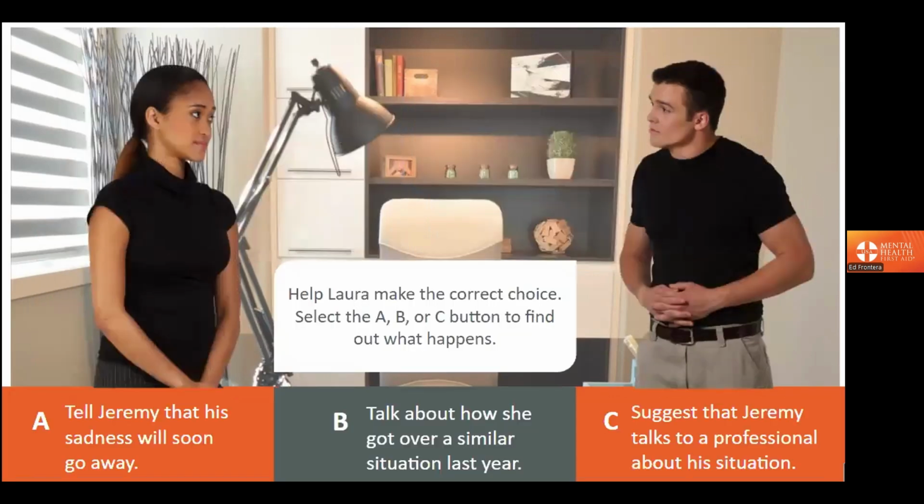Help Laura make the correct choice. Should she A. Tell Jeremy that his sadness will soon go away, B. Talk about how she got over a similar situation last year, or C. Suggest that Jeremy talks to a professional about his situation? Select the correct answer to find out what happens.